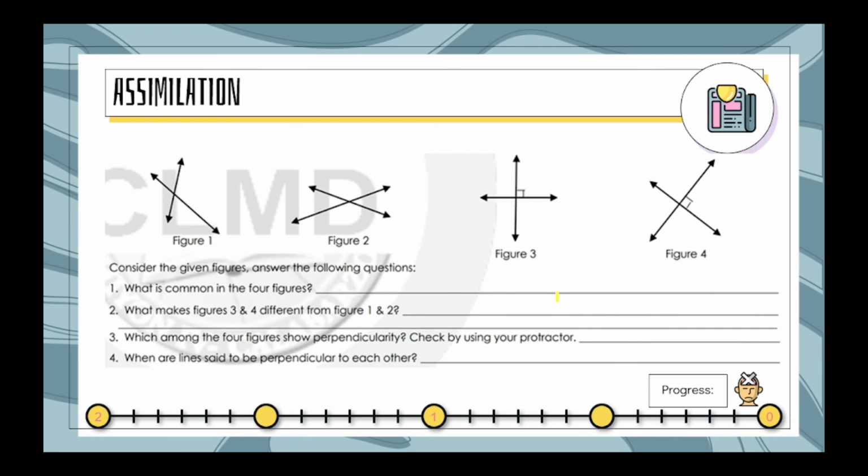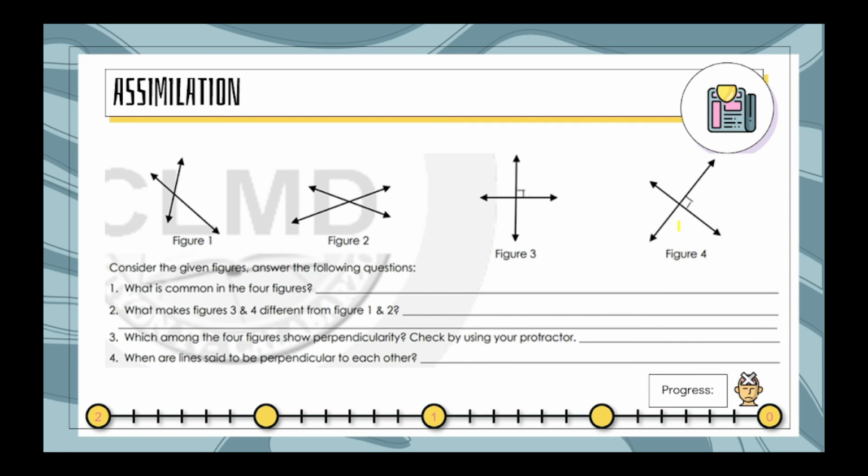Okay, now for our assimilation, the final part of your task. So, just answer it correctly. Consider the given figures. Answer the following question. Number 1. What is common in the 4 figures? Ano ba yung common dito sa figure 1, figure 2, figure 3, and figure 4? So, ano napapansin nyo doon sa mga lines na yan? Pare-pareho silang start with letter I. Okay?